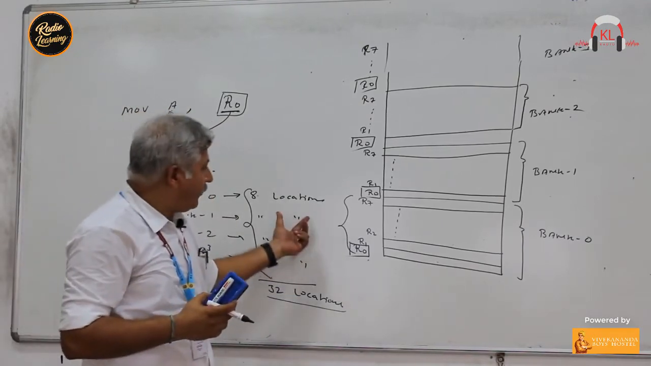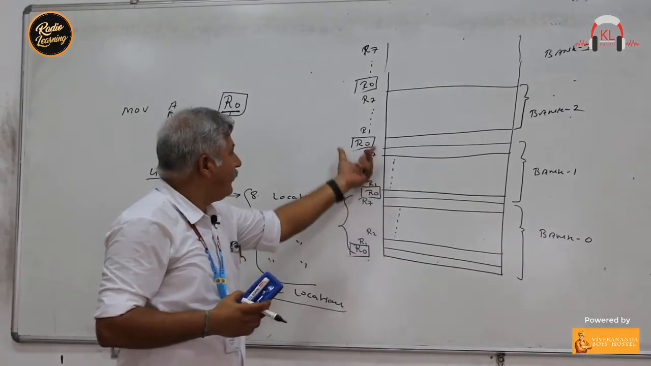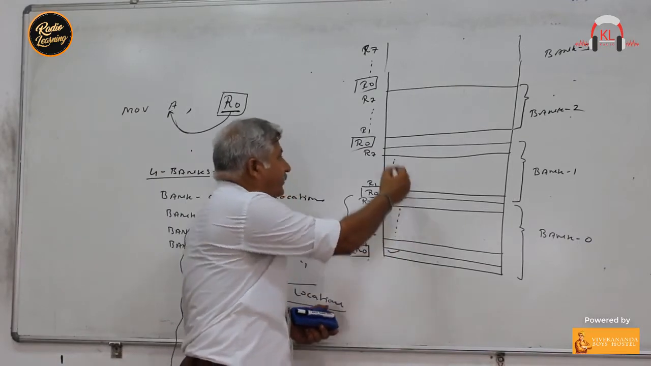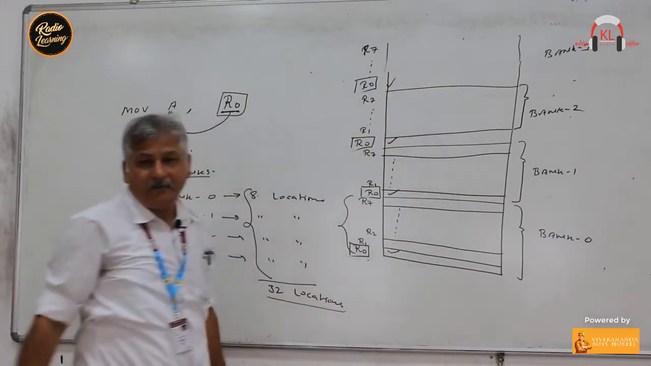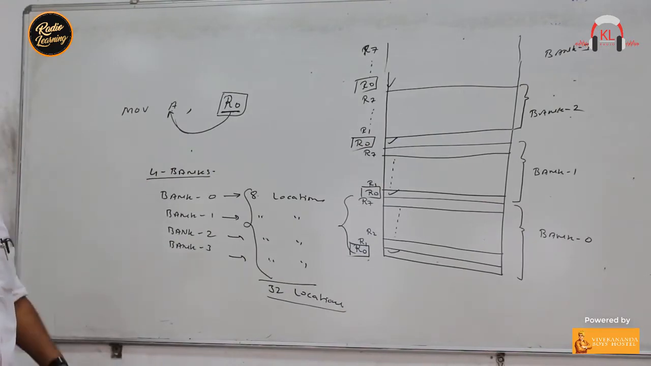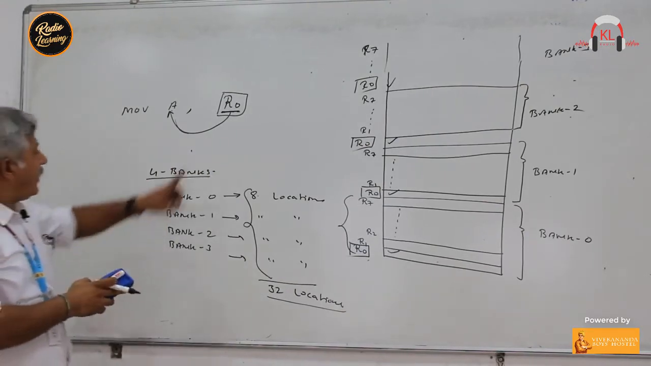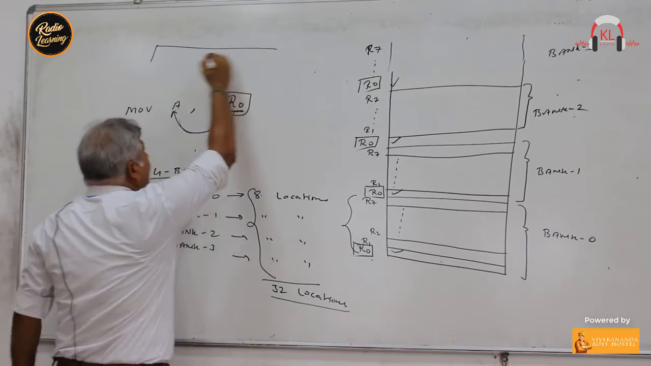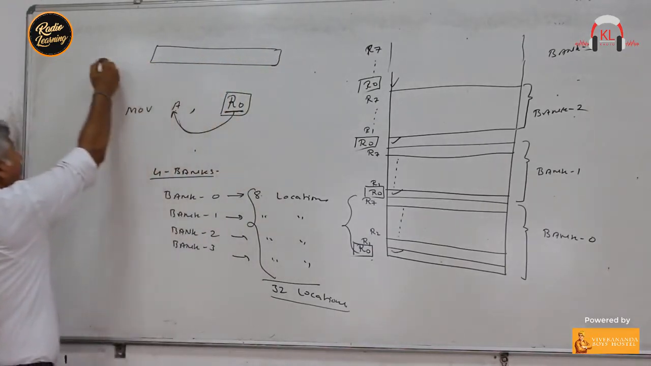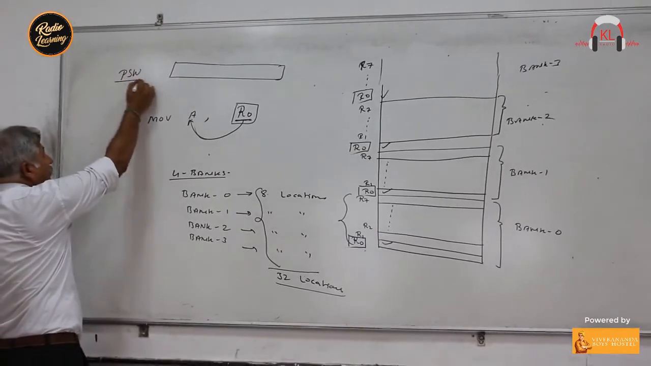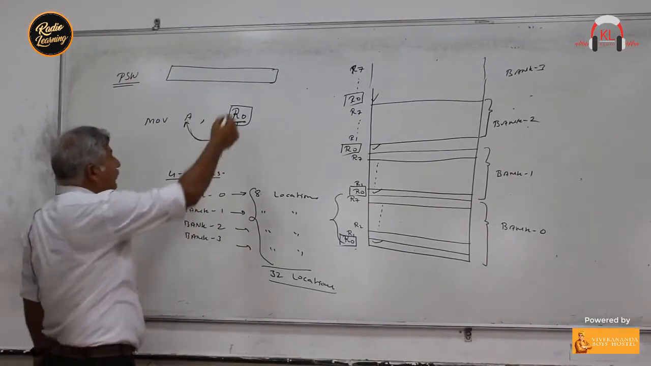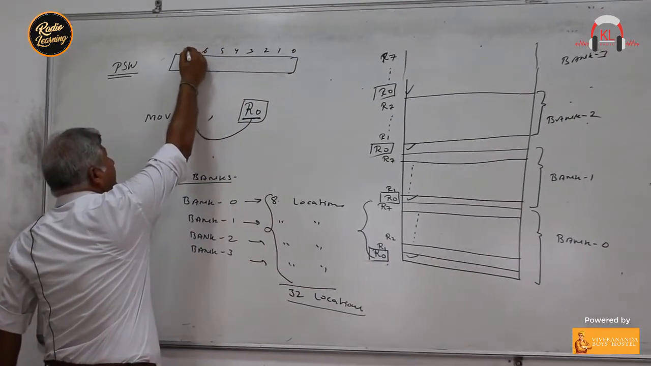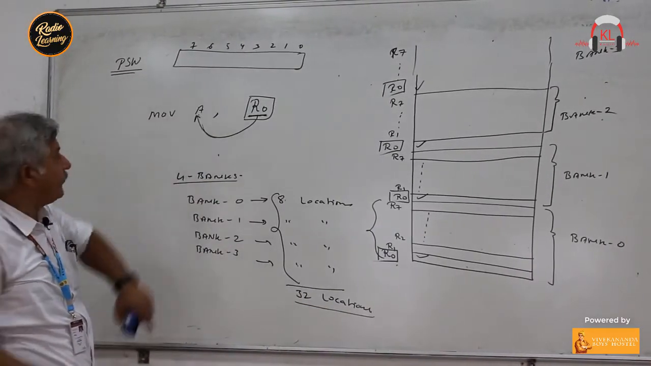But the problem is, R0 is part of bank 0, bank 1, bank 2 and bank 3. From where will the data be moved? Data will be moved from this register, this register, this register, or this register, right? So in that case, we must indicate which bank this R0 belongs to. There is a register inside a microcontroller called PSW, program status word. This is an 8-bit register, bits 0, 1, 2, 3, 4, 5, 6, 7. These are the 8 bits of the program status word register.